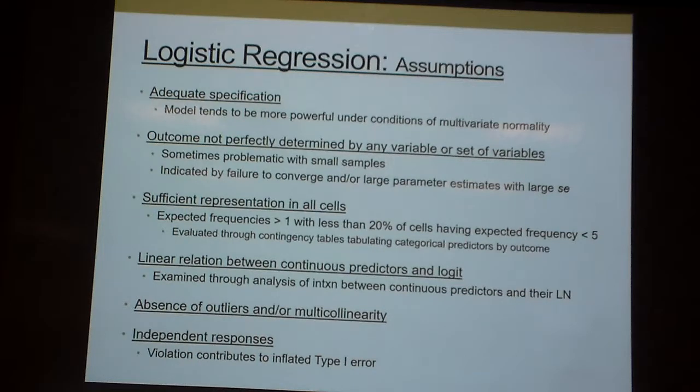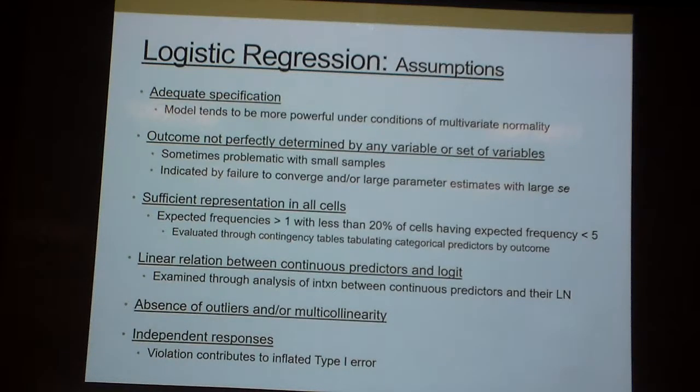You'll see this indicated by a failure to converge, large parameter estimates with large standard errors, right? You'll get, let's say, an odds ratio of 500. It's not statistically reliable, right? Because your standard errors through the roof suggest that there's something weird going on there, okay? Need to have sufficient representation in all of our cells, okay?